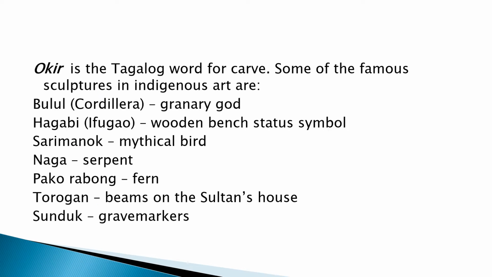Okil is the Tagalog word for carve. Some of the famous sculptures in indigenous art are the Bulul from Cordilleras, which is the sculpture of a granary god, the Hagabi from the Ifugao, which are wooden bench status symbols, the Sarimanok from Mindanao, a mythical bird, the Naga depicts a serpent, the Paco Rabong depicts ferns, the Torongan are the carved beams on the Sultan's house, and the Sundok are the grave markers placed on the dead.